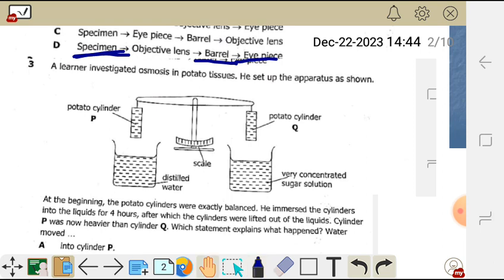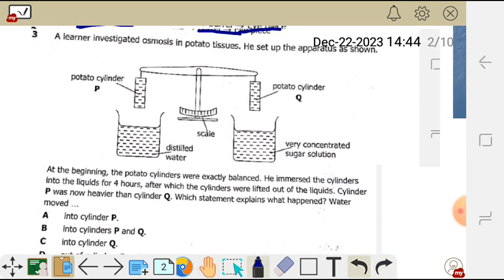So the question continues to say, at the beginning, the potato cylinders were exactly balanced. So they are saying at the beginning, these potato cylinders were balanced on that scale.